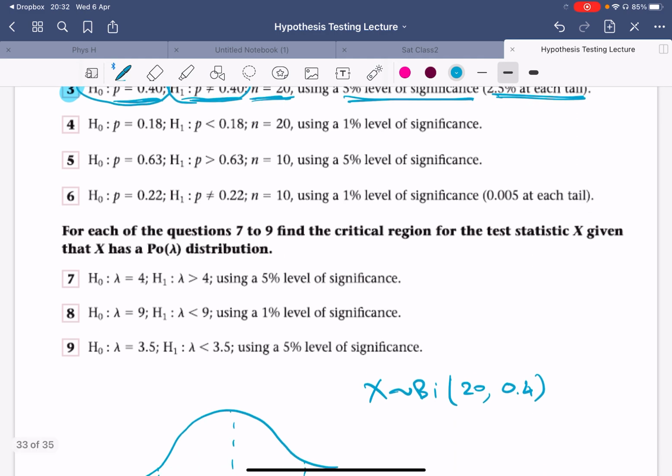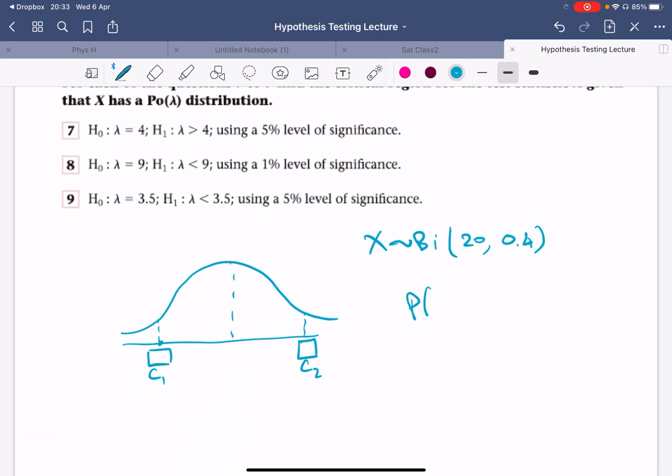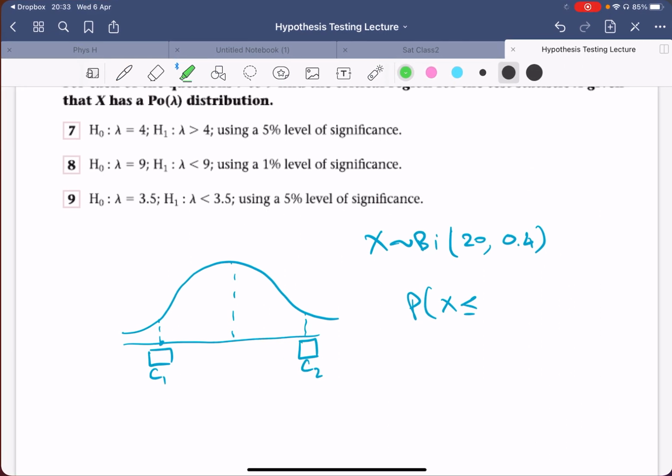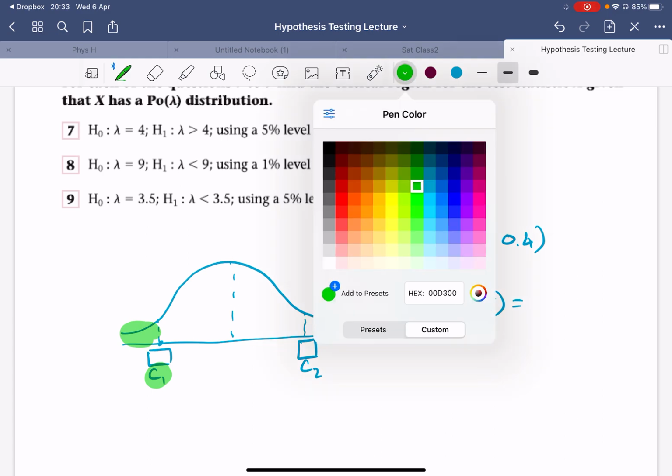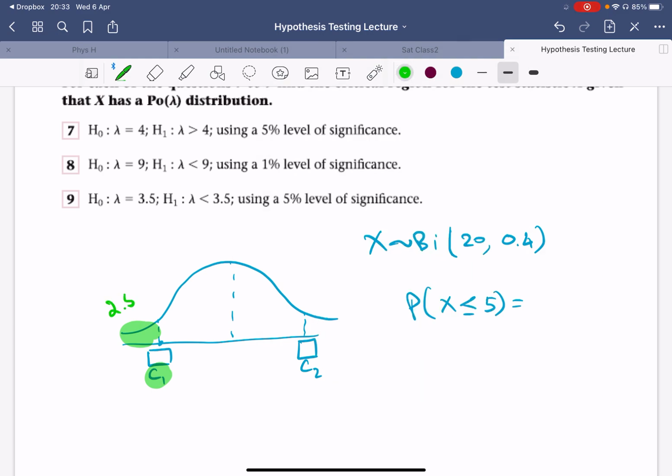First of all, I'm looking for this side first, this area, for C1. Let's just say X is less than or equal to 5. Let's try 5 first and see what we get for the probability, because we know that we want this region to be 2.5%.